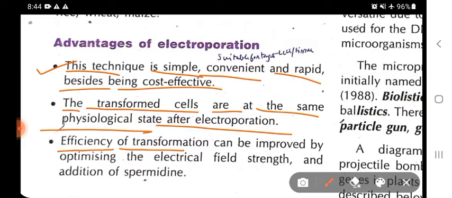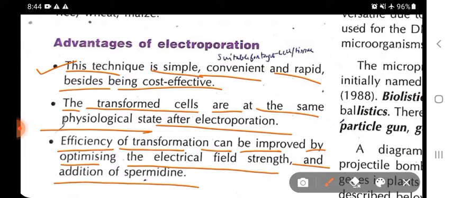Efficiency of transformation can be improved by optimizing the electric field strength and addition of spermidine. It has been noted that you can increase the transformation frequency. You can increase the uptake of DNA through the electroporation technique by optimizing, that is, regulating the electric field strength, because it can vary from tissue to tissue. Okay, and addition of spermidine. Well, spermidine is used here as a catalyst which allows the introduction of DNA into the host cells very quickly.